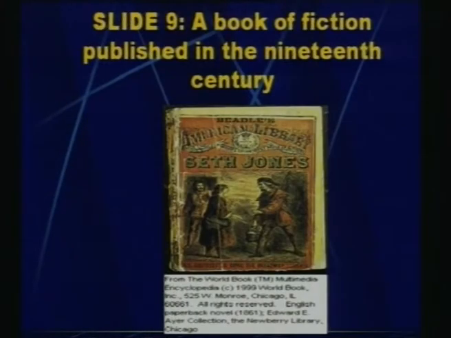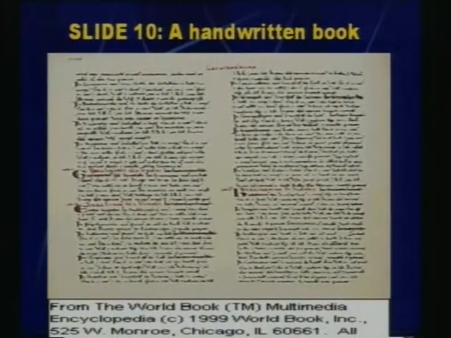This is a slide of a book of fiction which has been published in the 19th century. Since this is a book of fiction, it has an intriguing cover. It has the title of the book, it has the name of the author, and it is multicolored. A handwritten book was expensive to produce, time consuming and labor consuming, and therefore very few people had access to the books.